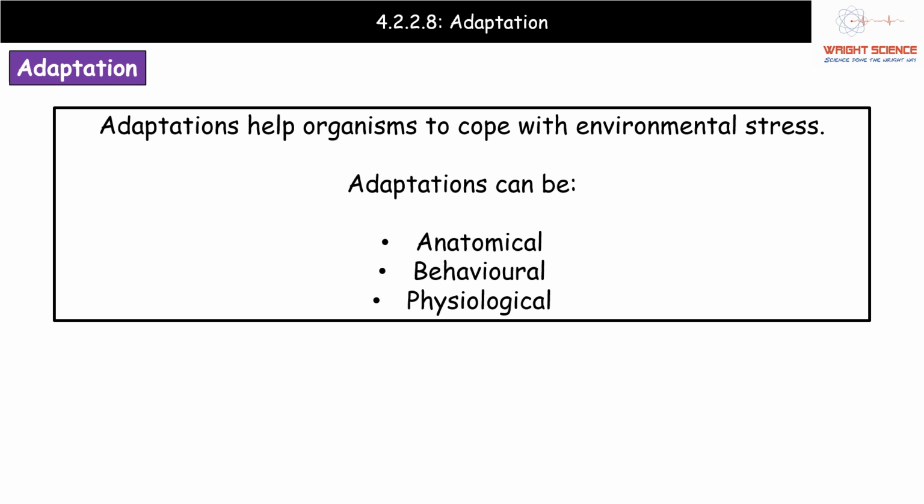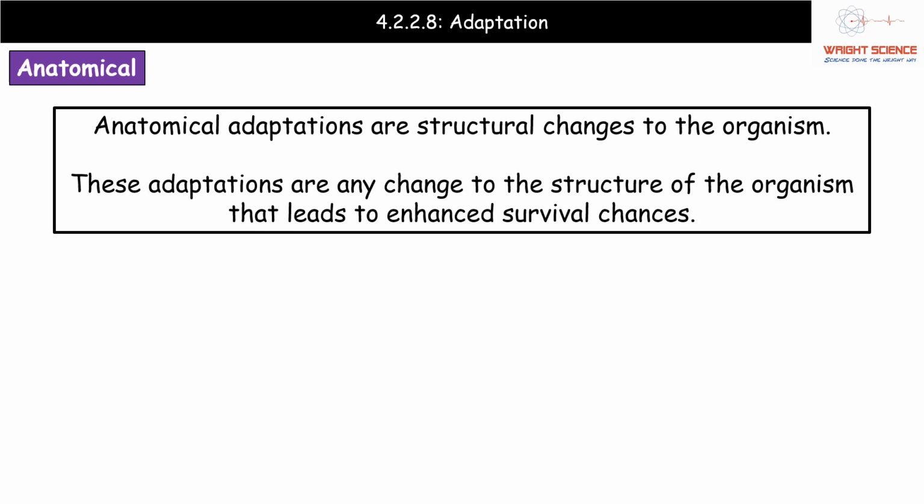And what we're going to do is go through each of those in turn to see what we mean by them and give some examples in each case. If we start off with the anatomical adaptations first of all. When we're talking about anatomical adaptations, these are structural changes that are occurring to the organism. And they are any change to the structure of that organism that might enhance its survival chance.